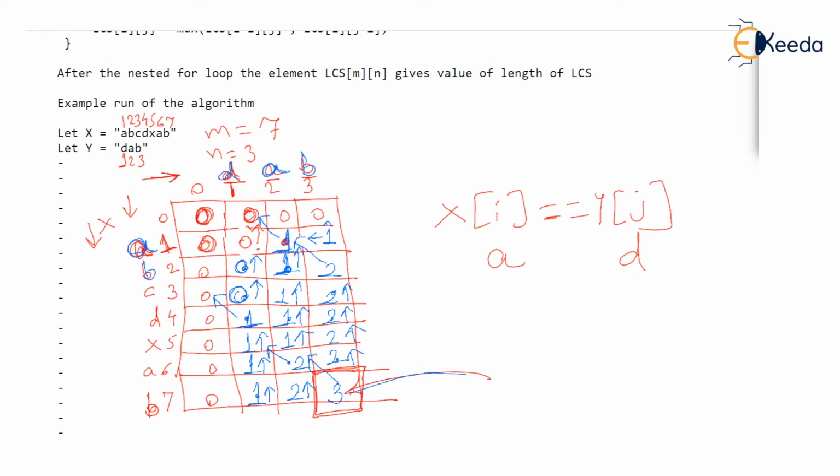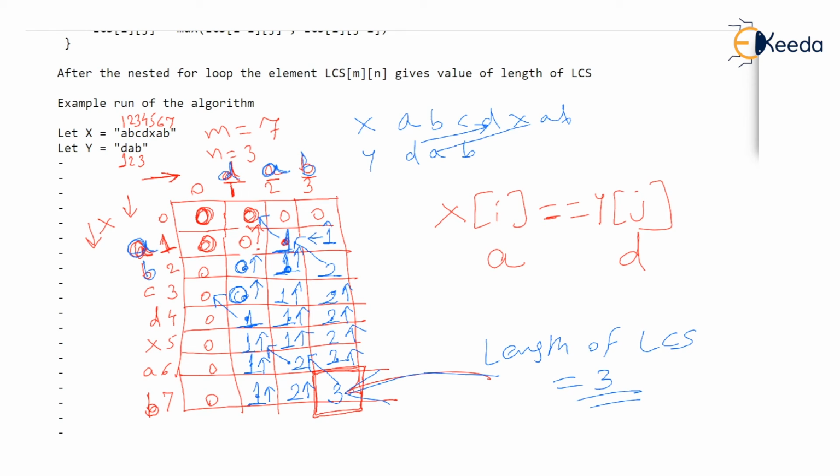So LCS, the length of the longest common subsequence, is 3. And indeed, for the given problem, you watch that the longest common subsequence for the problem A, B, C, D, X, A, B, this was X, I am rewriting it here, and Y was D, A, B. Check that D matched over here, A matched over here as I am showing, and B matched over here.